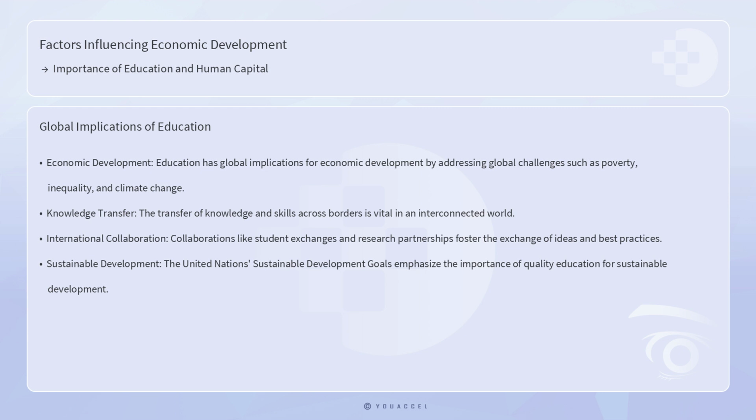In addition to individual and national benefits, education has global implications for economic development. In an increasingly interconnected world, the transfer of knowledge and skills across borders is vital for addressing global challenges such as poverty, inequality, and climate change. International collaboration in education, such as student exchanges and research partnerships, fosters the exchange of ideas and best practices, contributing to global economic development. The United Nations Sustainable Development Goals underscore the importance of quality education in achieving sustainable development, highlighting the need for inclusive and equitable education for all.